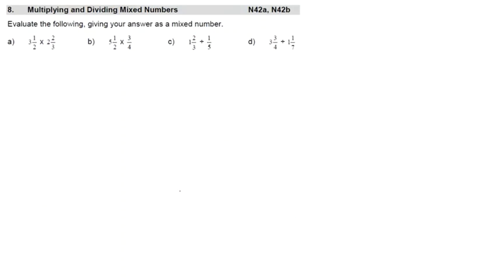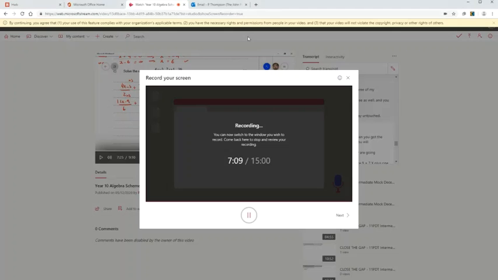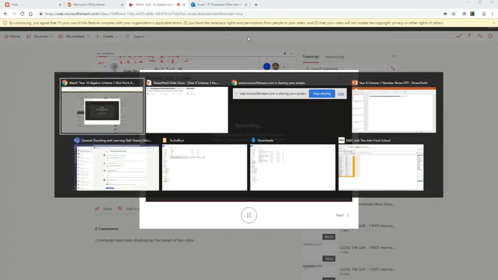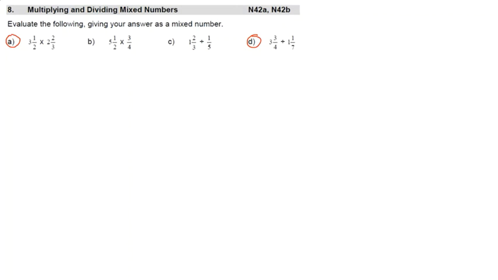Right, question 8. We won't do all these because they're just more of the same. We'll do A and D. We'll do a quick time check. Yes, I got time. Definitely got time. So remember question A, 3 1/2 times 2 2/3.